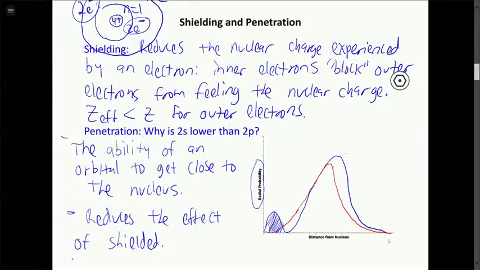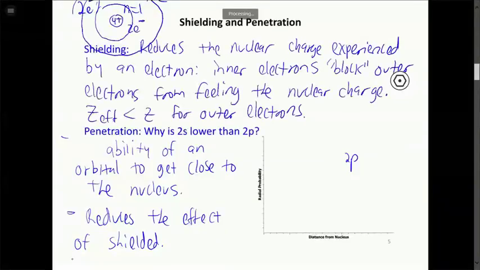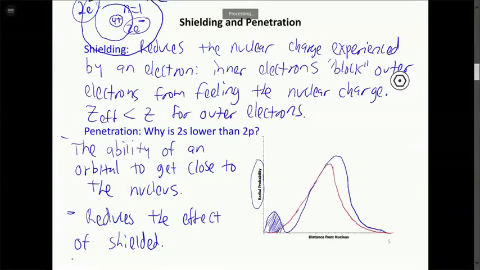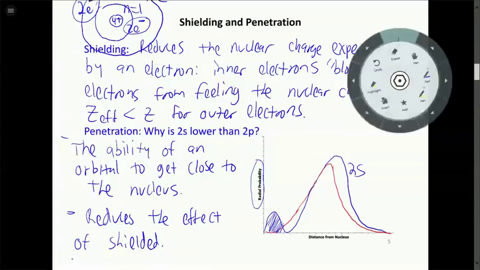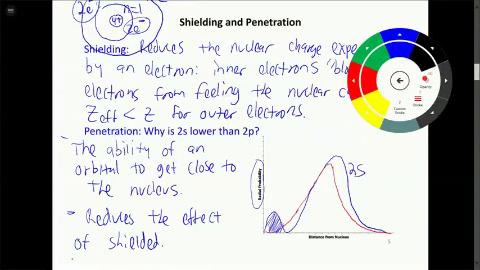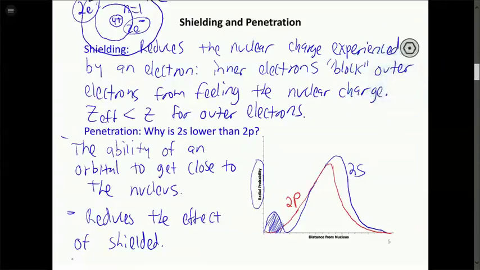I should label these a little better. The blue one is 2s, and the red one here is 2p. Color code those. Alright, so that's 2s and 2p.